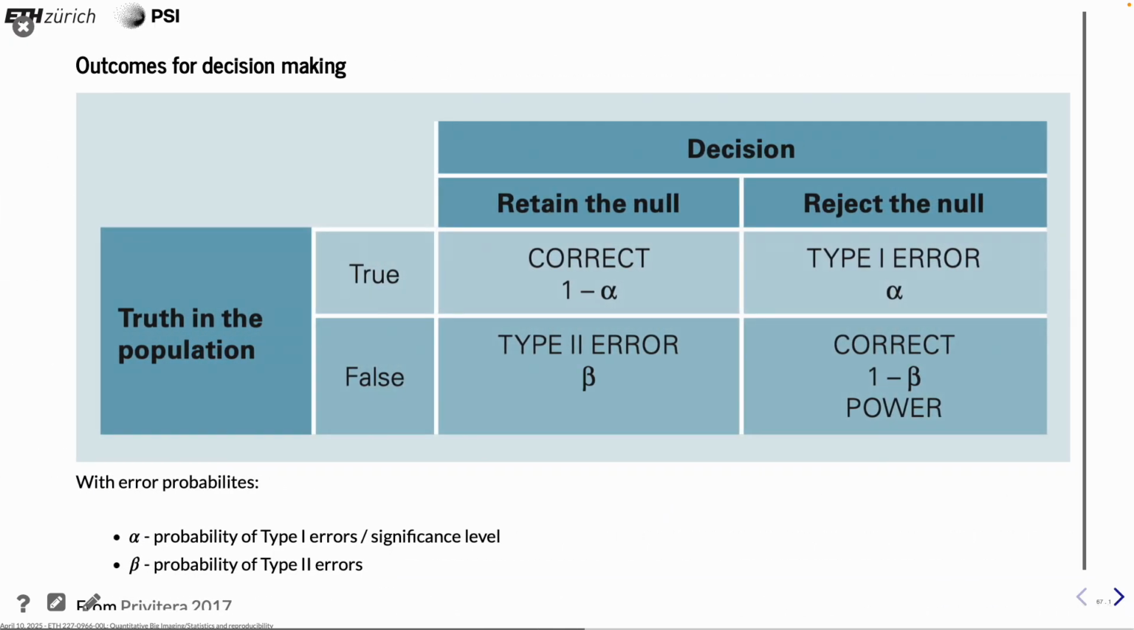Now, looking at the decision making, we get this kind of confusion matrix. We have the truth in the population, and we have the decision, and then the correct answers, retain the null and reject the null, are on the diagonal. Then we have type 1 errors, where the probability is alpha, and type 2, where the probability is beta. Type 1 is to reject the null hypothesis even though it is true.